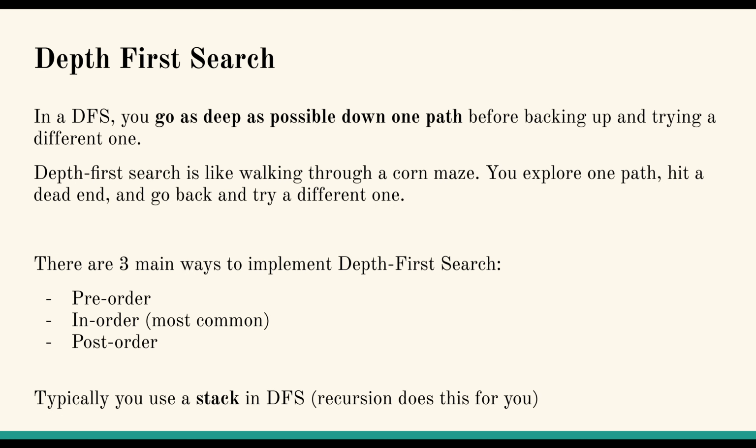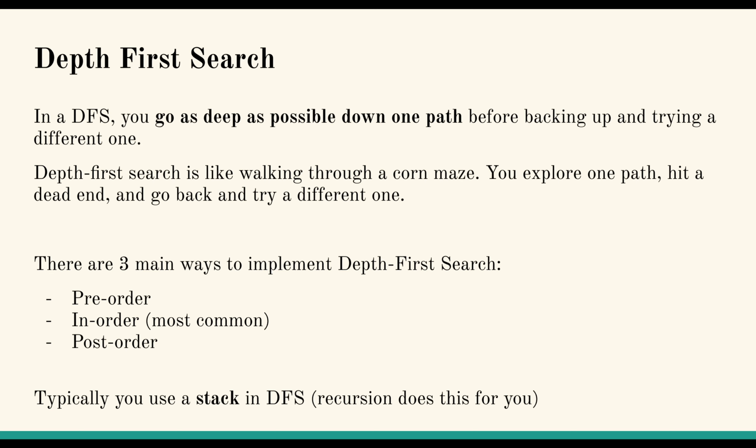Okay, so let's go into some detail. In depth first search, you're trying to go as deep as possible down one path before you back up and try a different one. It's like walking through a corn maze. You explore one path, you hit a dead end, you go back, you try a different path. And you keep doing that in the corn maze till you get all the way through. So there's 3 main ways to implement depth first search, and it basically just is talking about the order in which you go through the tree.